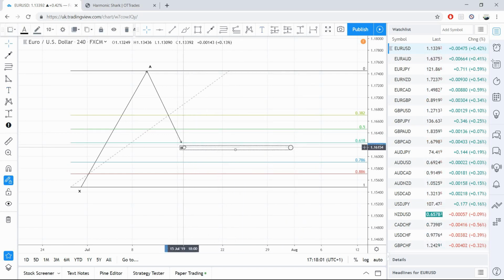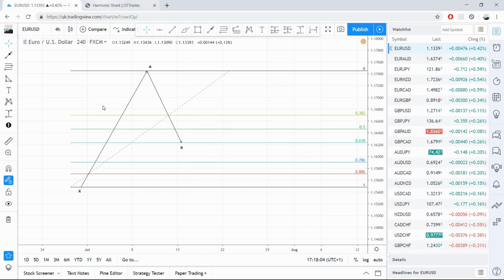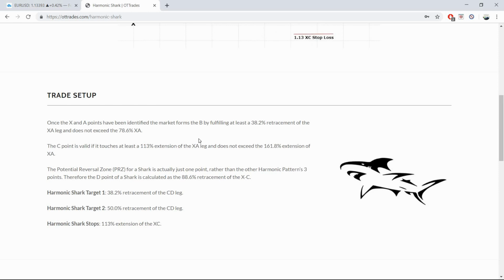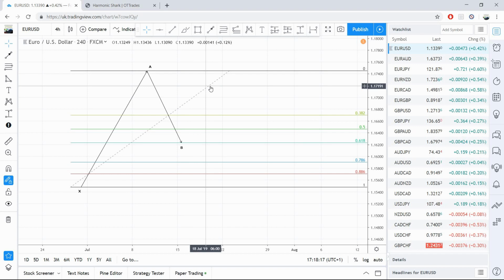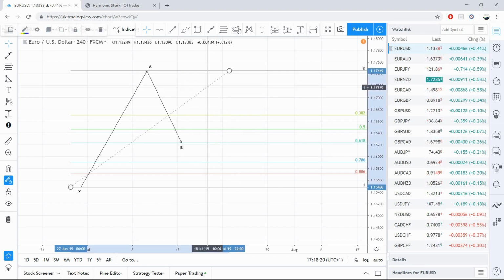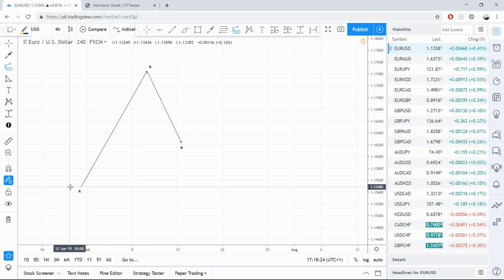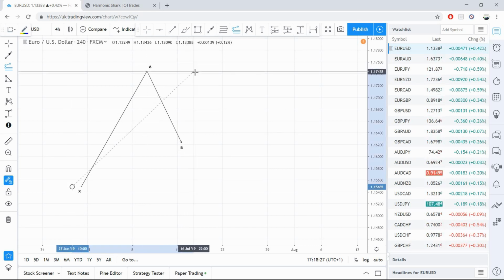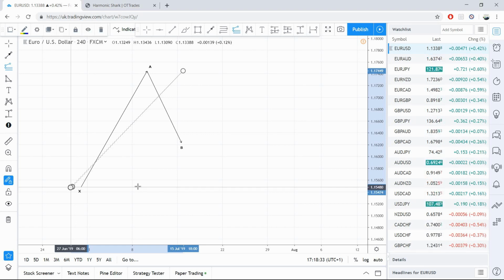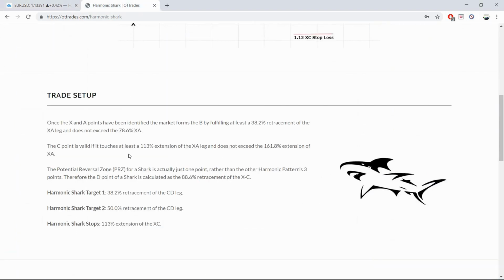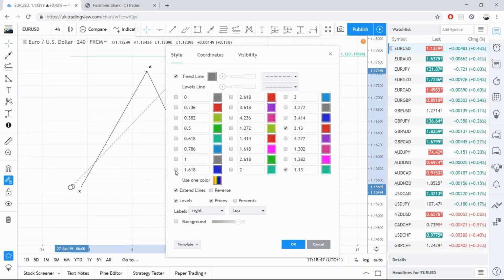So the next point is obviously the C point. Now, unlike most of these patterns, the C point is actually extended, so the C is higher than the A point on these shark patterns. Similarly to the cipher patterns, however, different ratios are used. Cipher patterns also have extended C points. So get rid of this and get our Fibonacci extension tool out. And we're going to go from X to A because it's an extension of this X to A leg, X up to A and back down to X, and it's a 113 extension of X to A and does not exceed the 1618 extension of X to A. It's 113, 1618.